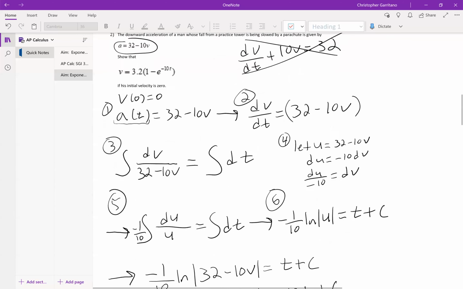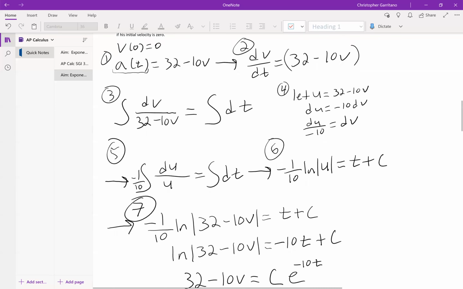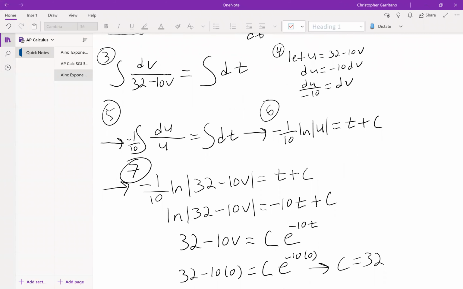All right, and of course, I do want my equation in terms of v. So I'm going to replace u with my expression of v. So this becomes negative 1/10 times ln absolute value of 32 minus 10v is equal to t plus c. This looks a little messy for sure, but it's not that big of a deal. All we're doing now is solving for v.